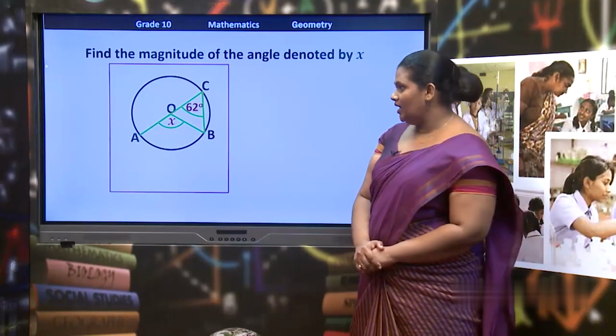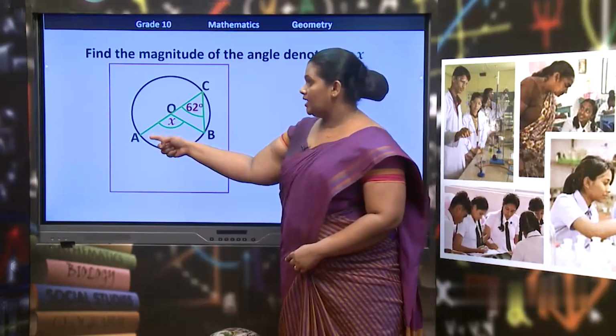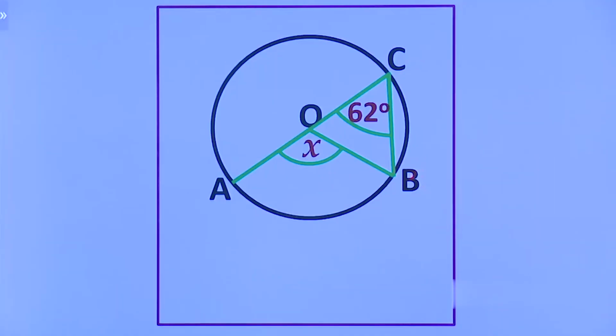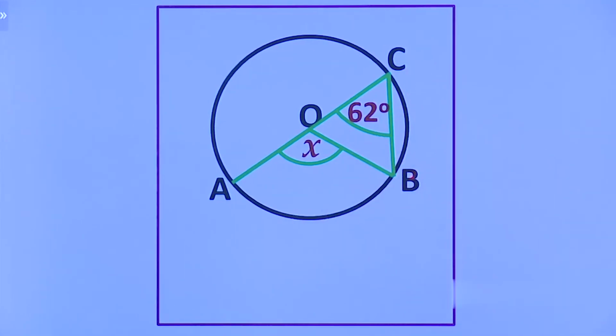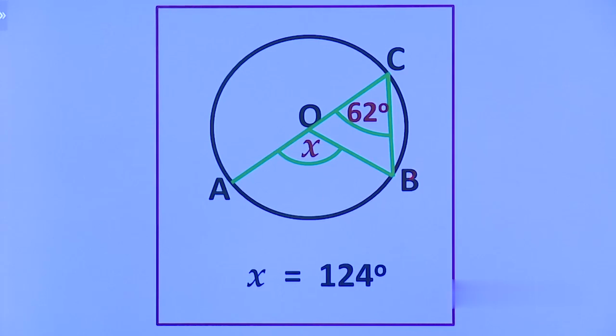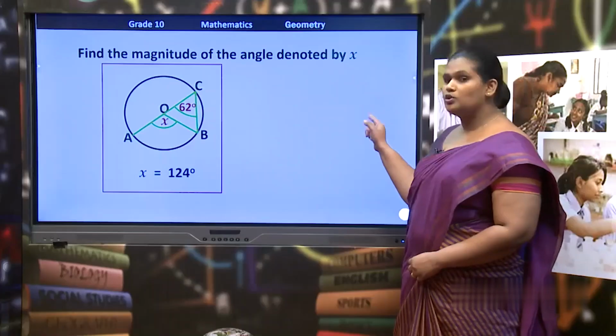So, once again, we can say angle AOB is twice angle ACB. So, here x equals twice 62. Therefore, we can find the value of x by multiplying 62 by 2. Therefore, the answer is 124 degrees. Right. We'll move on to another one.